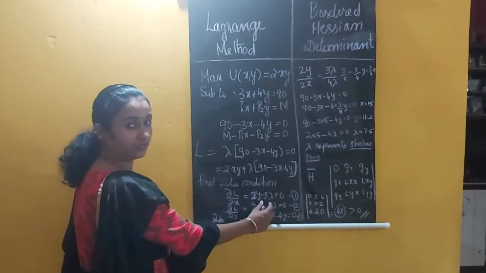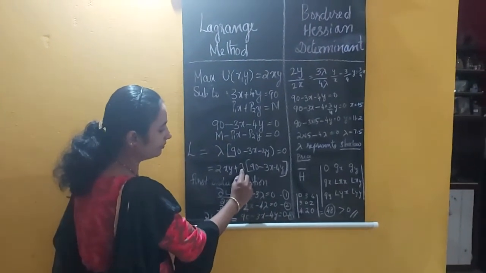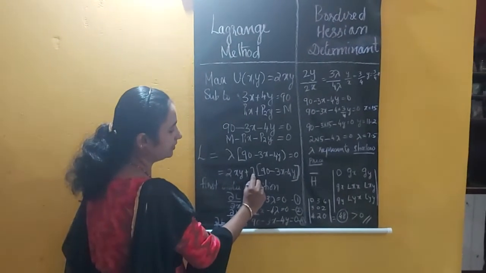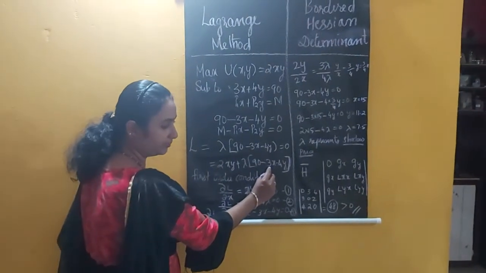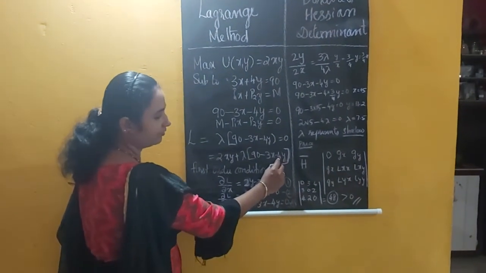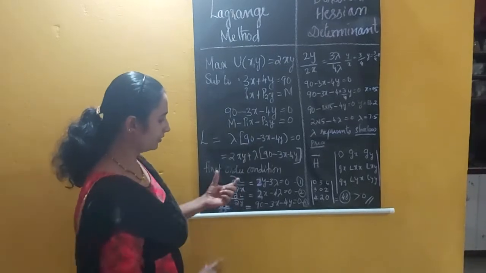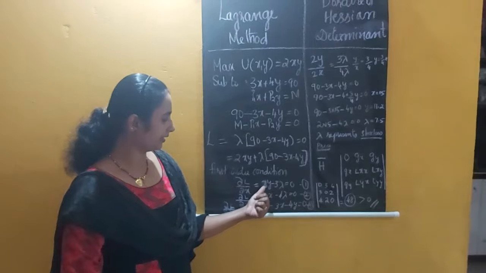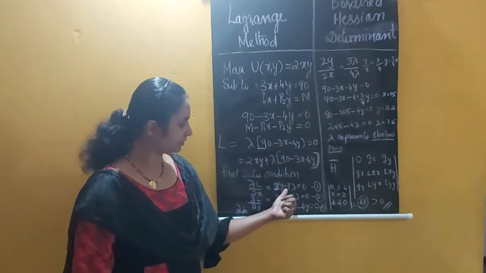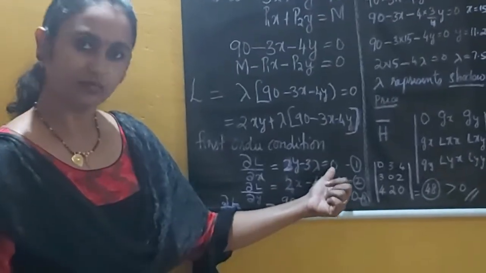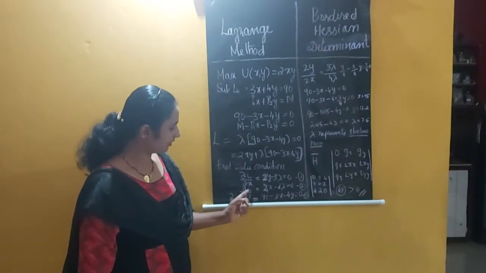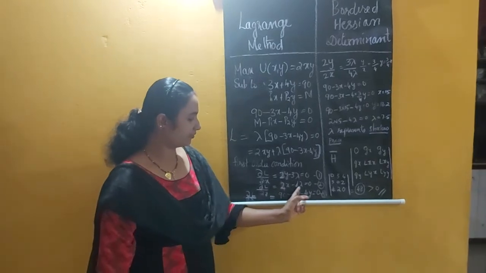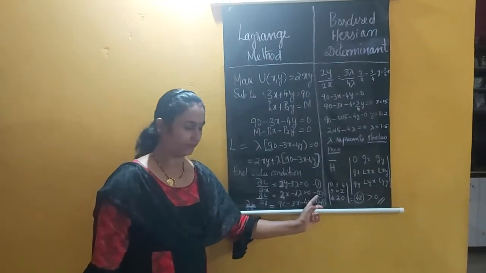So how do we get this 3 lambda? This lambda has been multiplied with the constraint, that is, 90 lambda minus 3 lambda x minus 4 lambda y. Then we are differentiating this function with respect to x. So we will get 2y minus 3 lambda equal to 0. Again dou L by dou y, we will get 2x minus 4 lambda equal to 0.